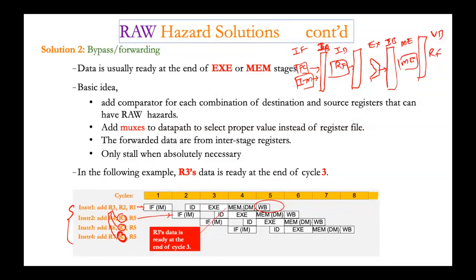What happens in instruction 1 is that at the end of the third cycle, after execution, the calculated data for R3 is ready. That R3 value is stored in this inter-stage buffer, and it will be used for forwarding to adjacent cycles. It may go in this direction as well as in this direction; any unit can access it.